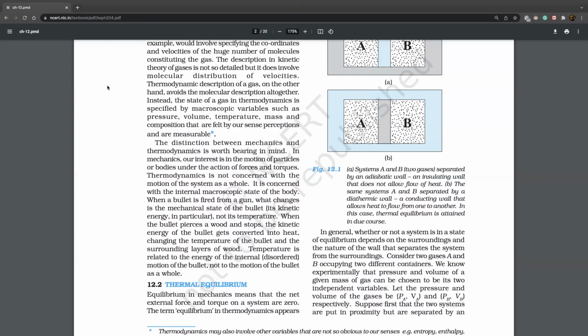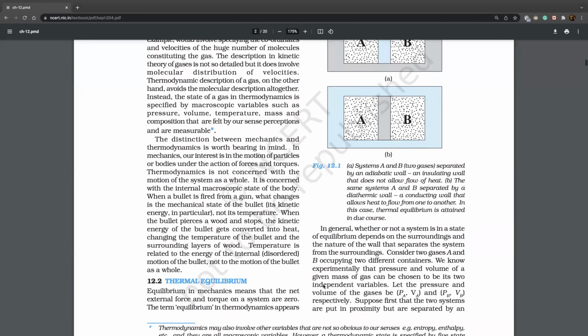As it says here, equilibrium in mechanics means that the net external force and torque on a system is zero. Torque is, I guess you could say, the rotational counterpart of force. And force is pretty self-explanatory. It is an external push, the product of mass and acceleration. You all know that. So the term equilibrium in thermodynamics appears in a different context.